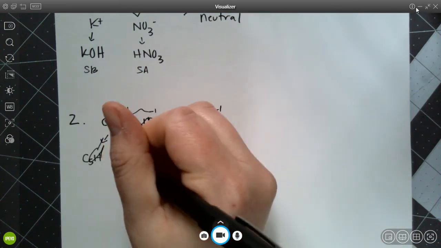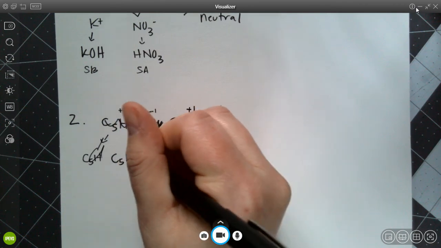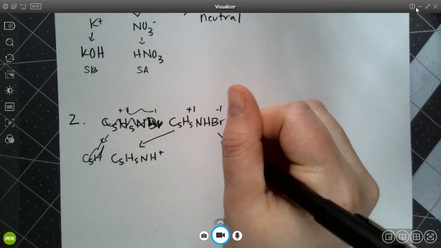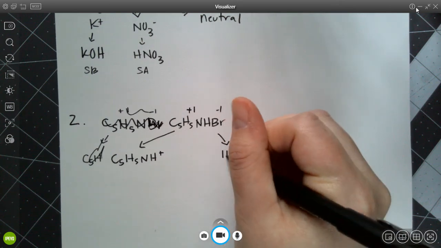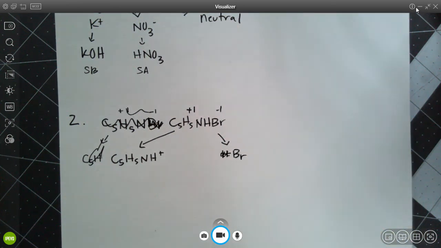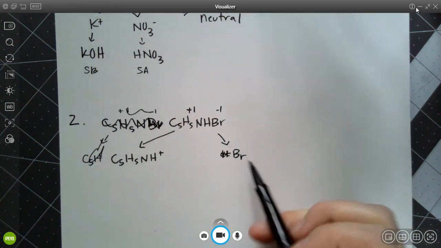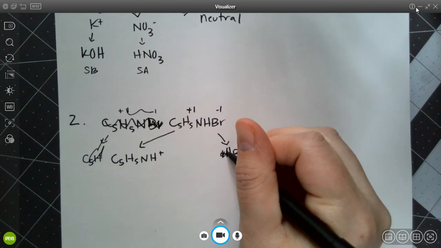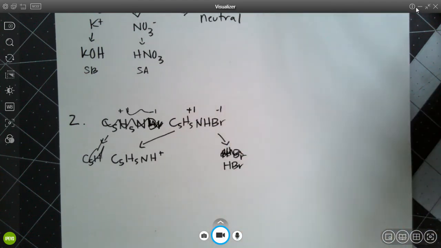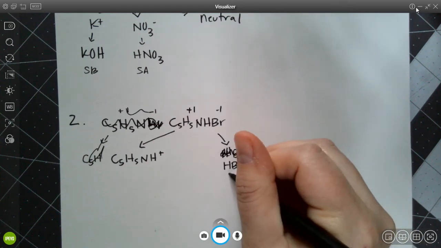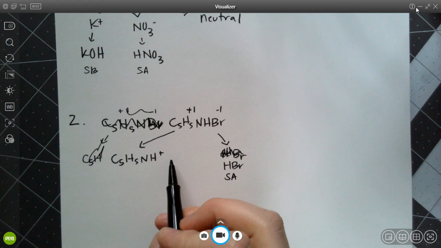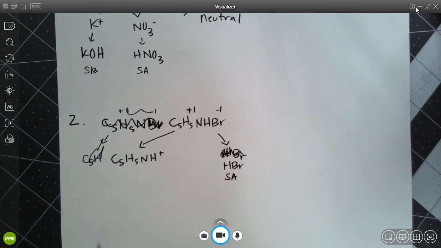So anyways, it's C5H5NH+. And then this guy here is Br-. Getting ahead of myself here. All right, so the Br-, that one's easy because it comes from HBr. Okay, HBr here is definitely a strong acid.